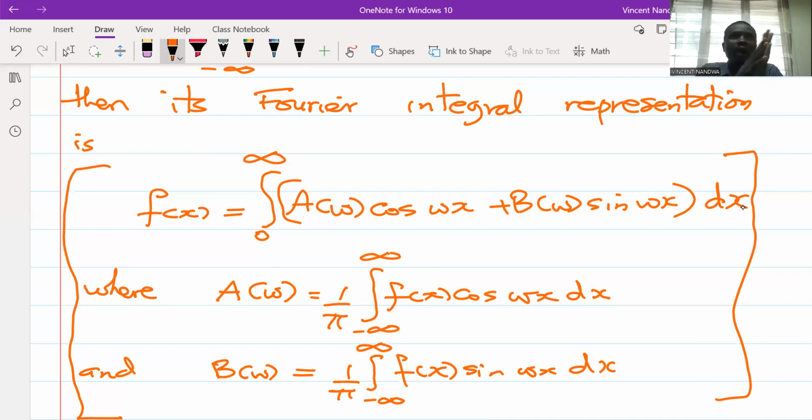So instead of the function being expressed in terms of sine waves and cosine waves, the function is represented as an integral. These problems on expressing a non-periodic function in terms of the Fourier integral representation sometimes may not be very easy due to the nature of the integrals we have to evaluate, which involve infinite limits.